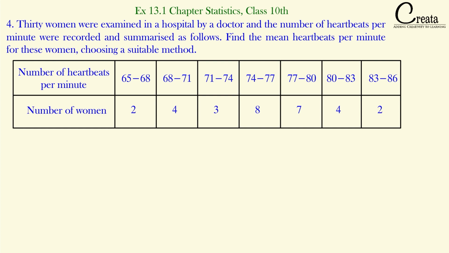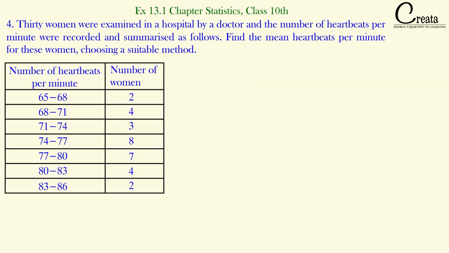Let's convert the rows into columns. Here we have to find the mean of the heartbeats per minute for these women. Okay. The number of women is given. It means the frequency is given. Frequency, it is Fi, how many times our observations are repeating. So frequency Fi is given in this question.